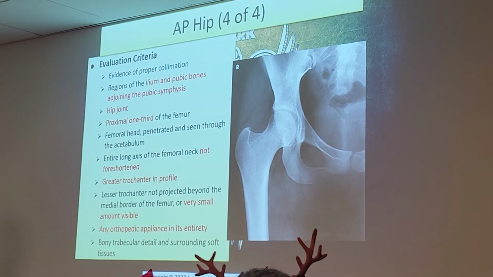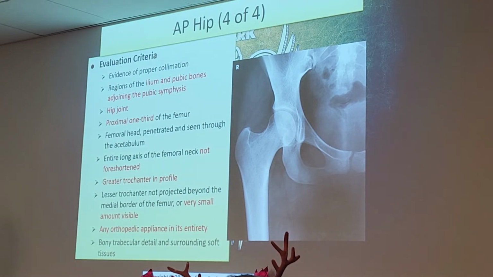We want the proximal third of the femur, the entire long axis of the femoral neck, not foreshortened. We achieve that by doing what? How do we have the femoral neck not foreshortened? Rotate the foot. That's why we rotate that foot inward. That elongates the femoral neck and puts it parallel with the cassette.